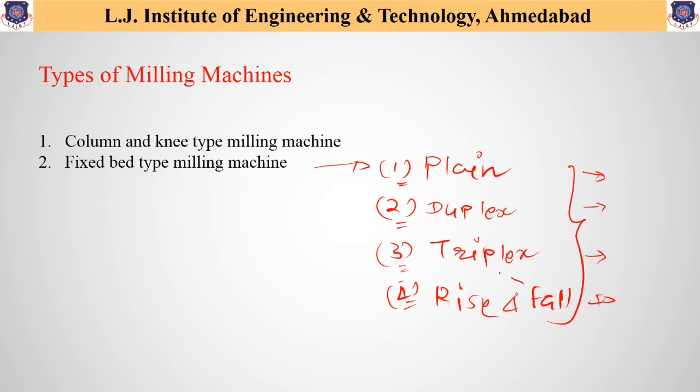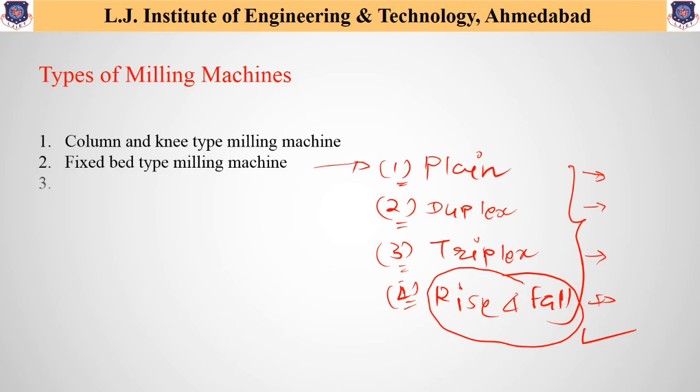And the last one, that is the rise and fall type milling machine. It is the example of profile milling. So if any time we want to cut any profile on the workpiece, at this time this type of rise and fall type milling machine is required. So this is another classification of fixed bed type milling machine.